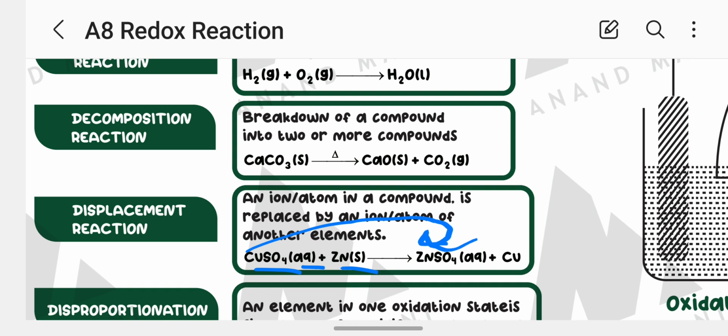So that's a kind of displacement or replacement reaction in which zinc is added to the aqueous solution of copper sulfate, replacing copper from the sulfate with itself, and the resultant product we obtain in the reaction is zinc sulfate aqueous plus copper. Here they don't write the state solid, but it will be solid if it precipitates in the aqueous reaction.